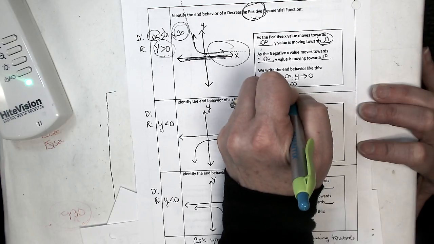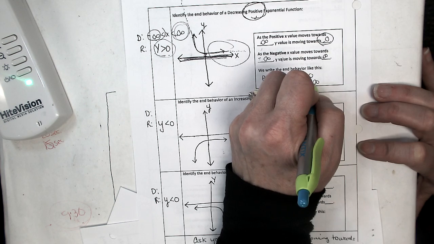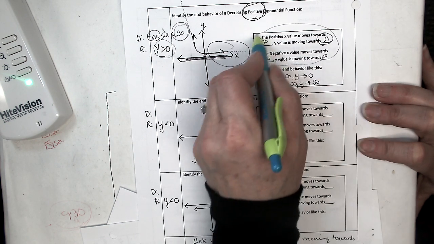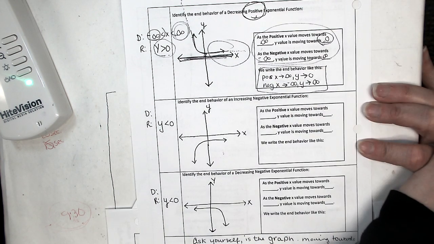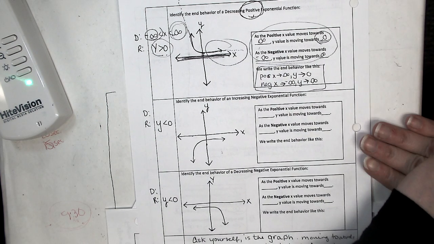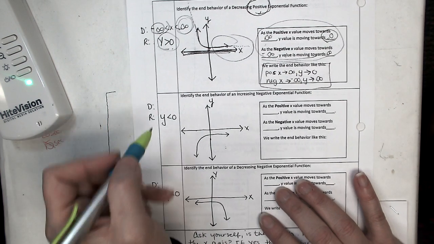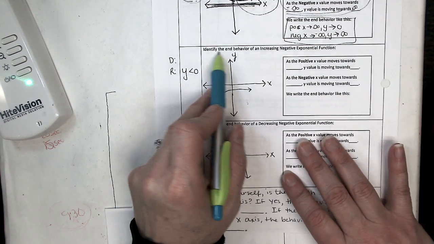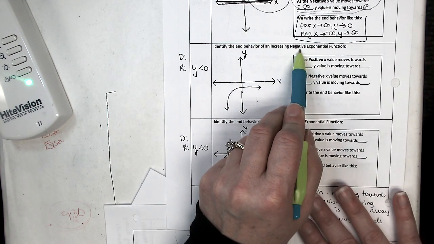All right, ready? How about this third one? It says identify the end behavior of an increasing negative exponential function. It's a negative exponential function. What do you know about it? It's below the x-axis, so that's why y is less than 0. Are you guys following me on that? Okay, write it down. What's your domain? Negative infinite is less than x, which is less than infinite.